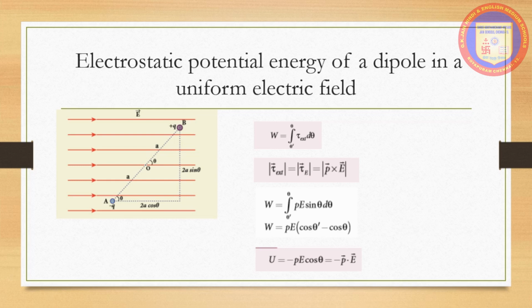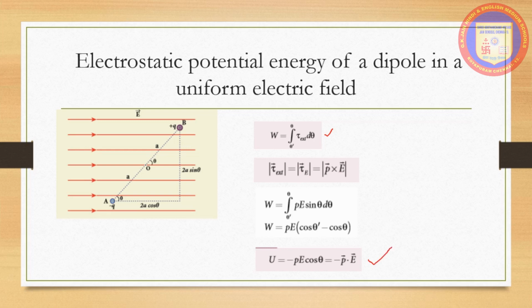So the total work done to rotate the dipole from angle theta dash to theta at constant angular velocity is W is equal to integral from theta dash to theta of tau external into d theta. Tau external is equal to P cross E, which when we substitute, W is equal to integral from theta dash to theta of PE sin theta into d theta. Integral of sin theta is minus cos theta. So W is equal to PE into (cos theta dash minus cos theta), which gives U is equal to minus PE cos theta, which is equal to minus P dot E.